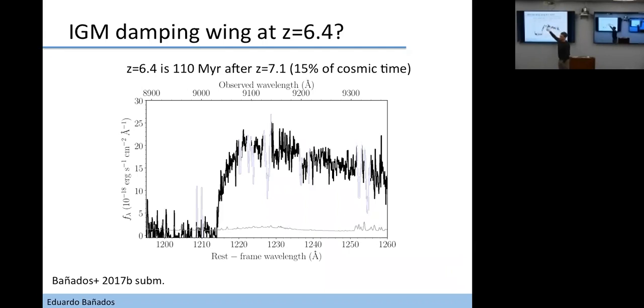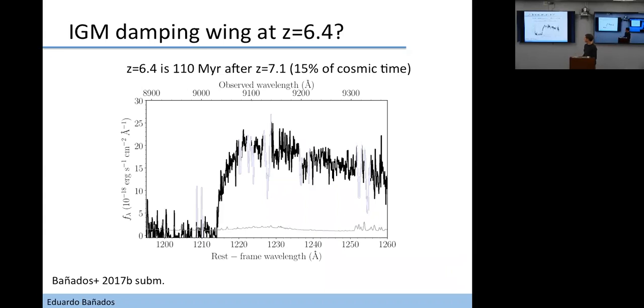So you see here that it looks very strange. And this is exactly like an IGM damping wing, but it's very surprising. Yeah, I was knocking my head for a few weeks because I couldn't believe it. Right, so it's redshift 6.4, so this is 100 million years after redshift 7, and 15% of cosmic time at that age, when changes are happening very rapidly.